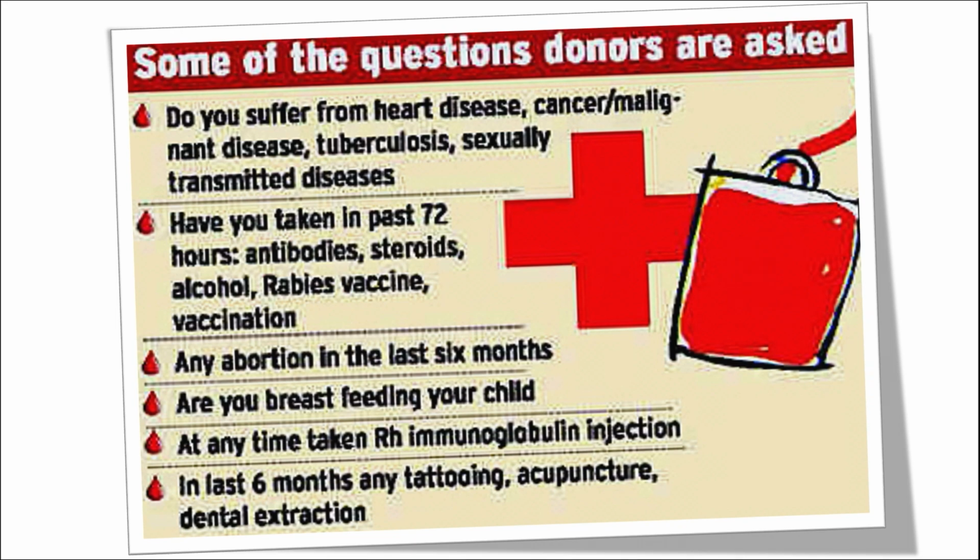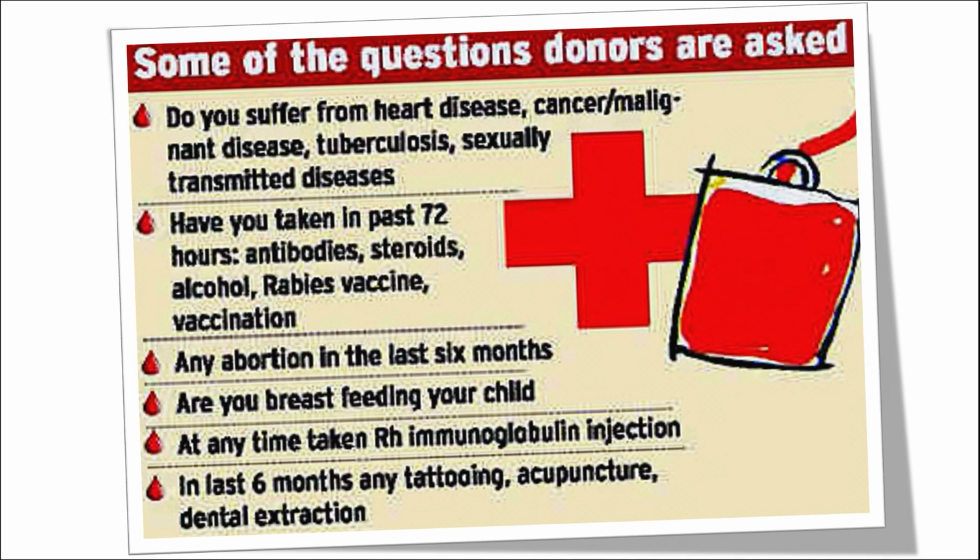Another thing, these are just examples of the questions that we ask the voluntary blood donors. Do you suffer from heart diseases, cancer, malignancies, or malignant diseases, TB, sexually transmitted diseases? Of course, we have to make sure again that the blood is safe, so the donor should not have these diseases. And then, have you taken in the past 72 hours antibiotics, steroids, alcohol, rabies vaccine, and vaccination? Because of course, it could affect the blood component that you will transfuse to the patient.